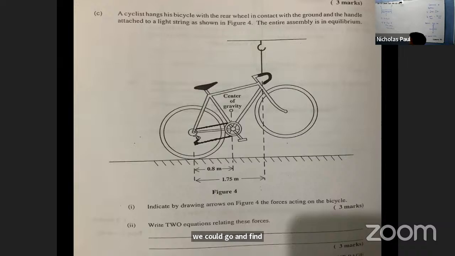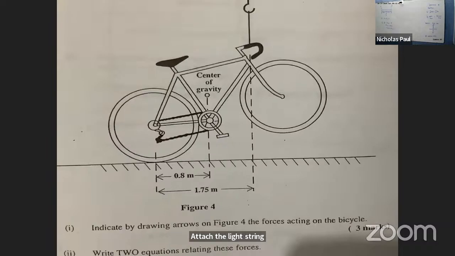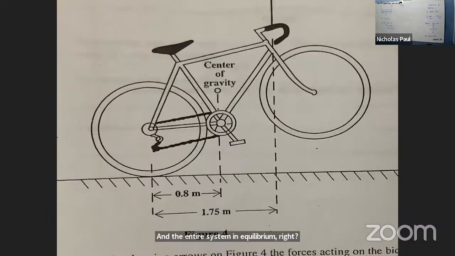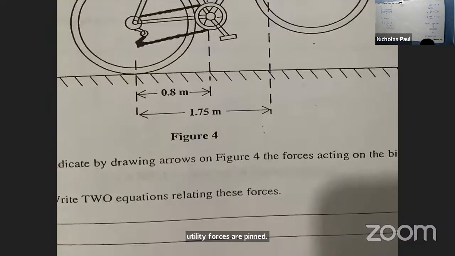So, a cyclist hangs his bicycle. Do you all see the pivot for this one? A cyclist hangs a bicycle with the rear wheel in contact with the ground and the handle attached to a light string, and the entire system is in equilibrium, right? I'm just going to zoom in. They want the same thing: put in the forces acting and write two equations.